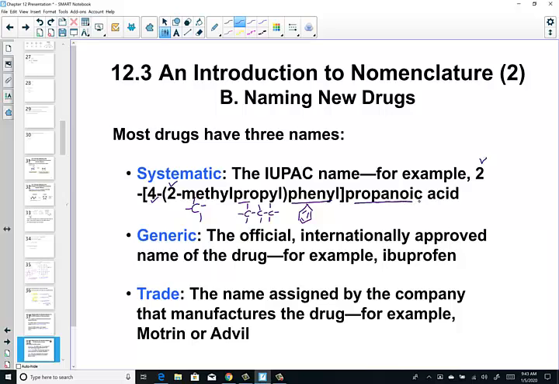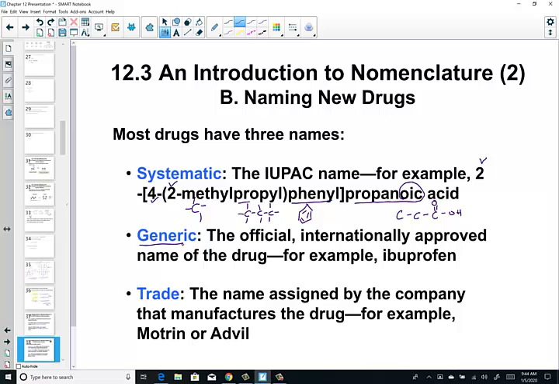I also see propanoic acid. This oic acid, we will learn, has 3 carbons for prop, and we'll learn that it represents the carboxylic acid functional group. We don't know that yet, but I can gain insight into this particular compound by looking at its systematic or IUPAC name. You then find a generic name, which is the official, internationally approved name of the drug.